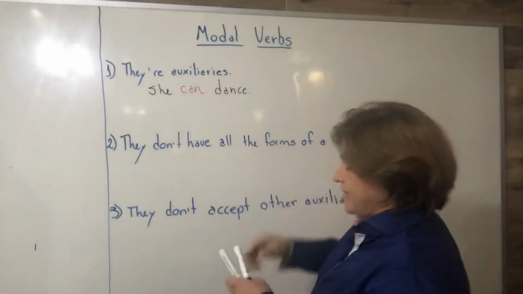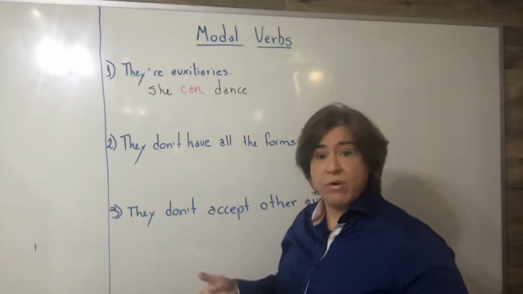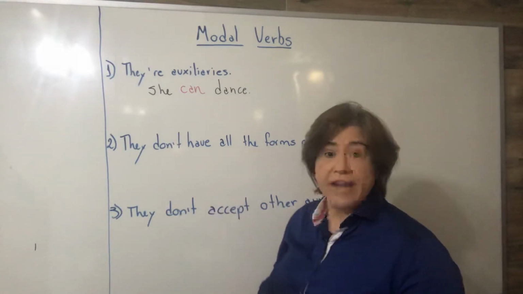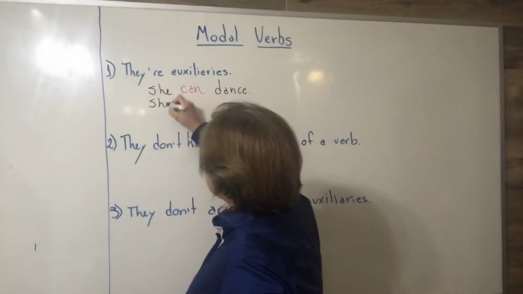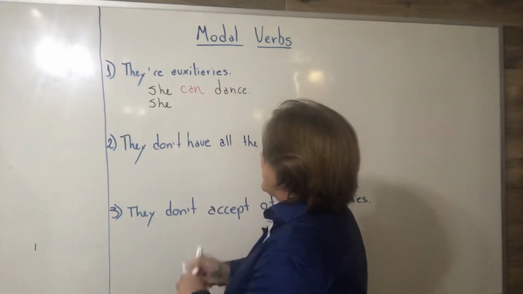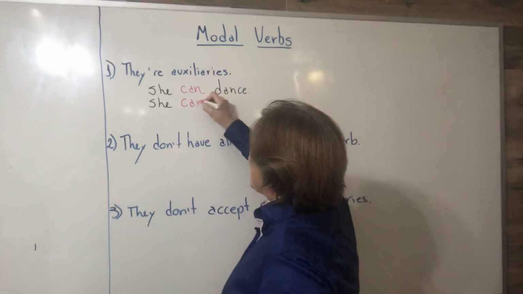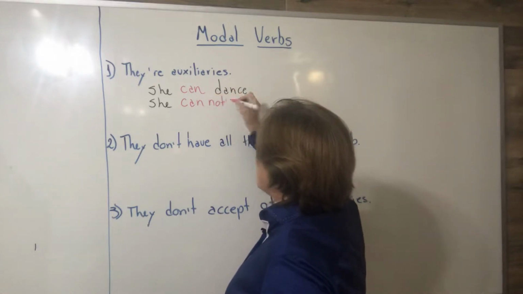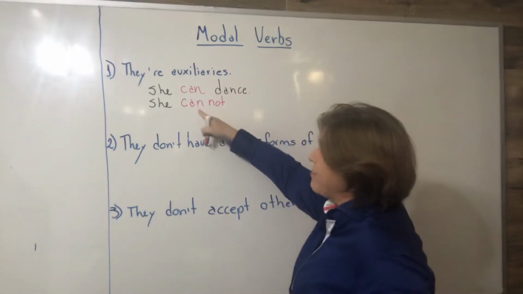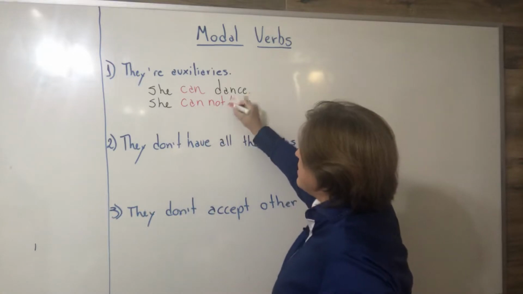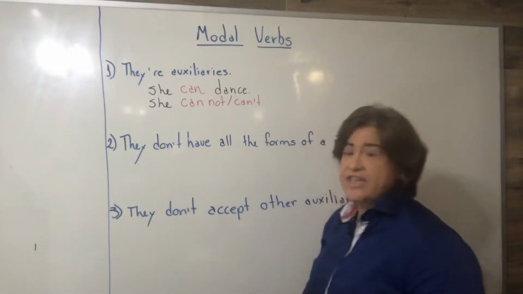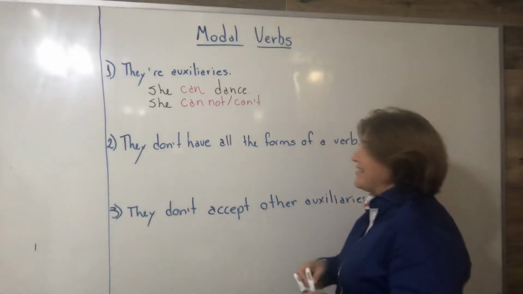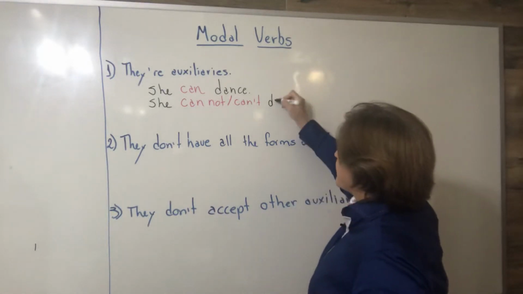So she can dance. And I am able to change it into negative. When I say she, and then you can say cannot, or you may abbreviate and then you're going to have can't, okay? She cannot or can't dance.